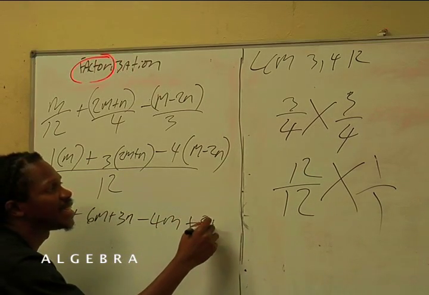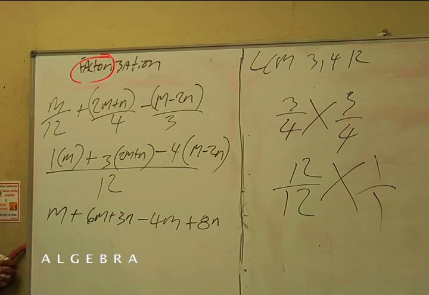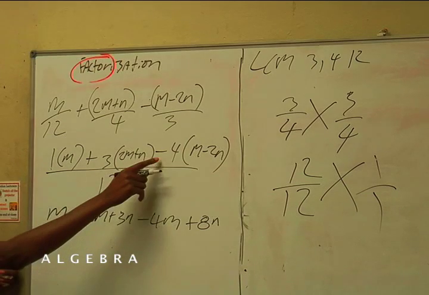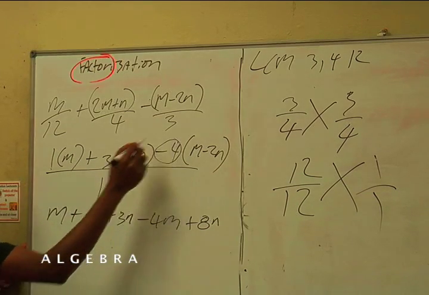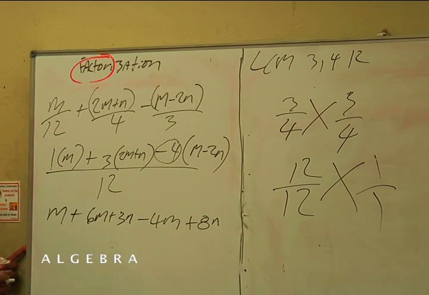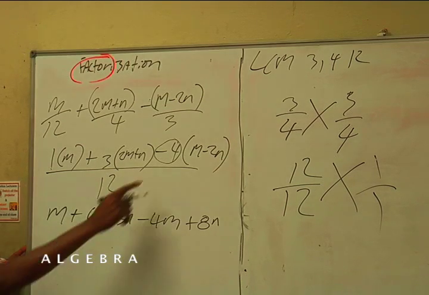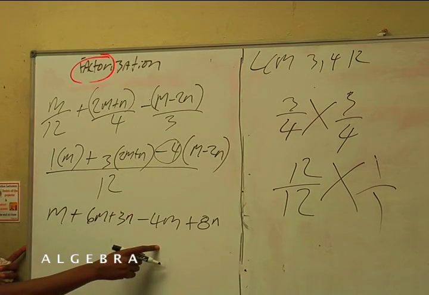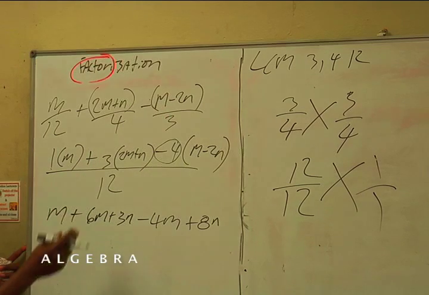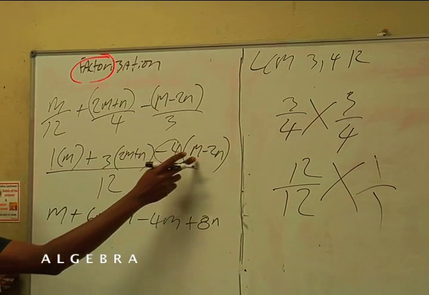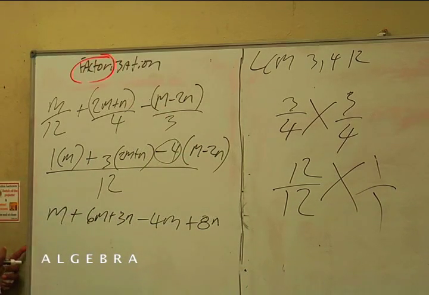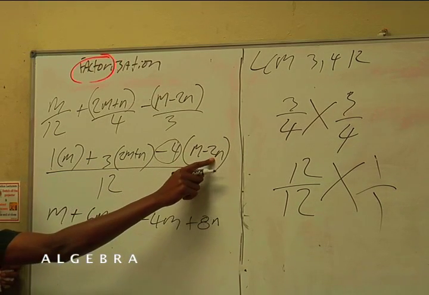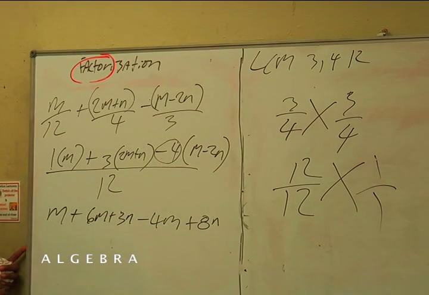Positive 8n. You see that? So this function has to be considered. You see? So it's minus 4. That's how you get minus 4m. You just write it back. Because minus 4 times m gives you minus 4m. But minus 4 times minus 2n gives you positive 8n. Because when the signs are the same and multiplying or dividing, the result is what?